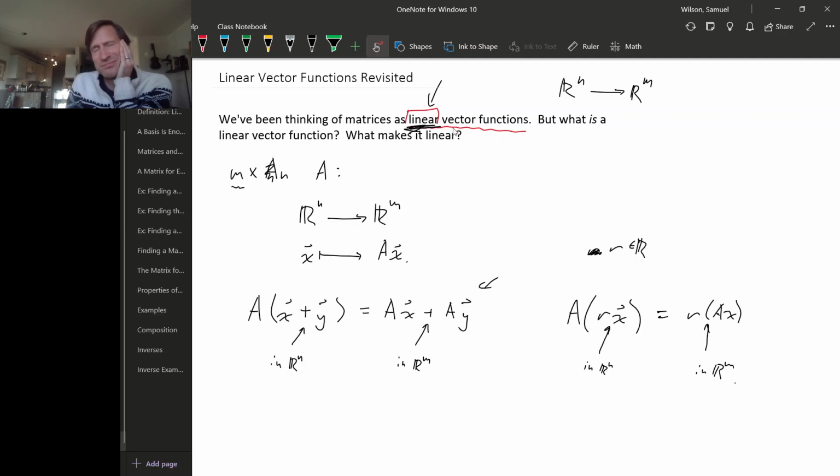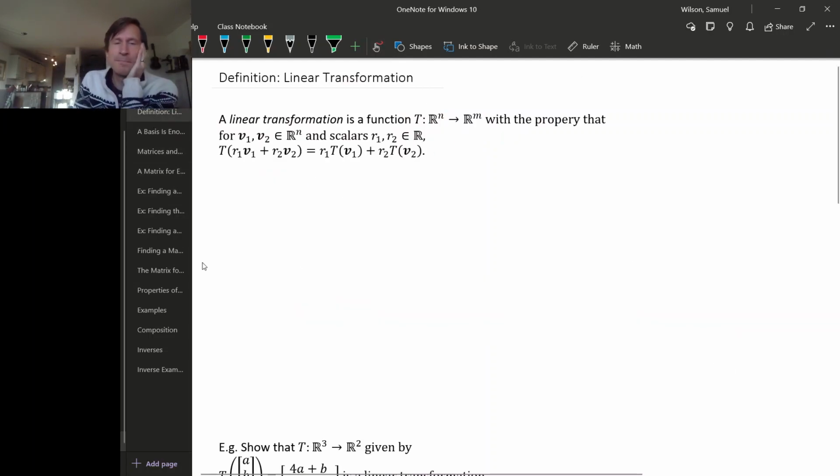And in fact, just because of historical reasons, they don't usually get called vector functions. Usually they get called linear transformations. So that's what we're going to call them. So a linear transformation is some function, any function, from Rn to Rm for some value of n and m that satisfies this property: if you have two vectors and some scalars, if you have r1 times v1 plus r2 times v2, when you apply the linear transformation T, you get the same thing as if you do r1 times T applied to v1 plus r2 times T applied to v2.